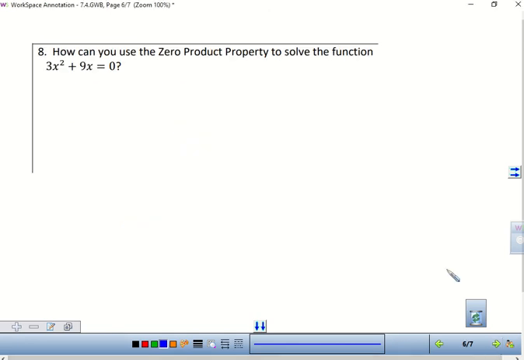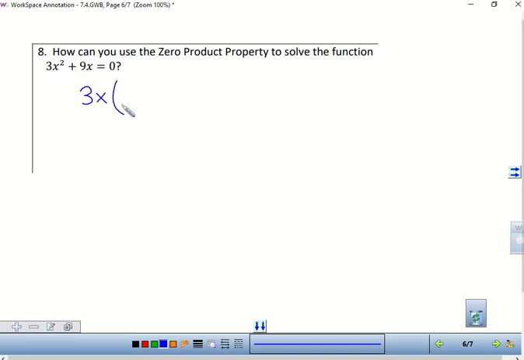How can you use the zero product property to solve the function 3x squared plus 9x is equal to 0? You can only use the zero product property if you have binomials that are multiplied together. But in this case, we don't have any binomials. So we first are going to have to use our factoring skills. What can we factor out of both of these? 3. Good, we can factor out a 3 and a what? They also have a what in common? An x. So I can factor out a 3x.